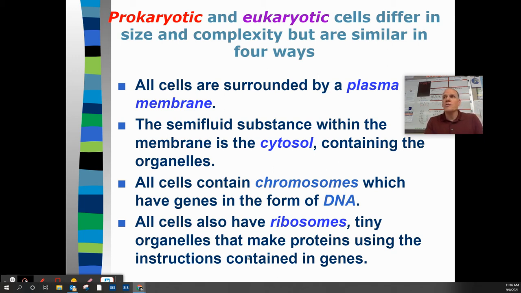Also, all cells do have ribosomes. We need to be able to take the information in the DNA, convert it to RNA, and then have ribosomes convert that into proteins in that flow of information. So make sure you know what all those four commonalities of all cells are.